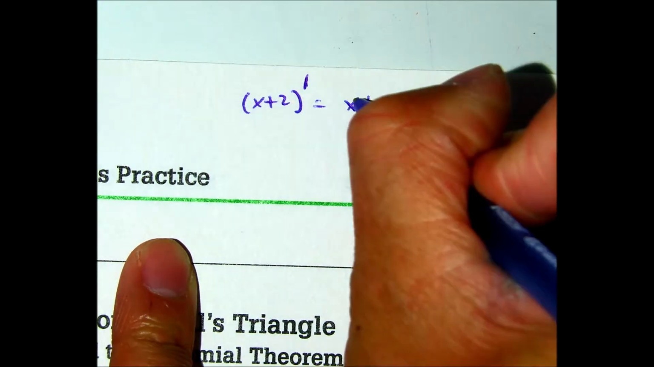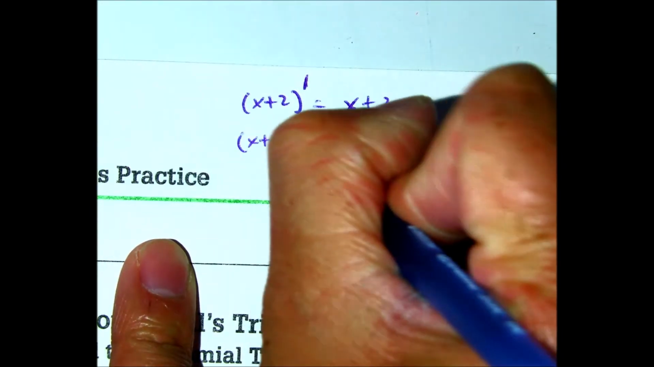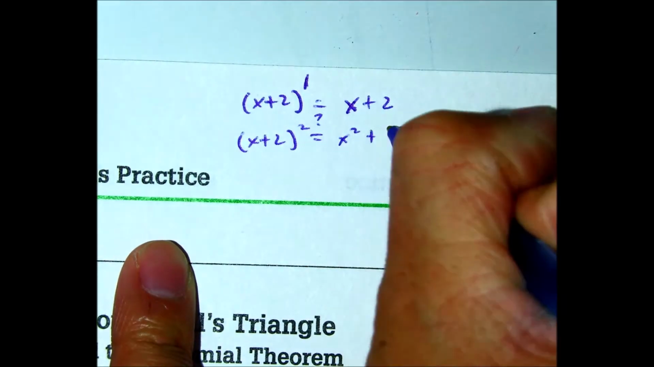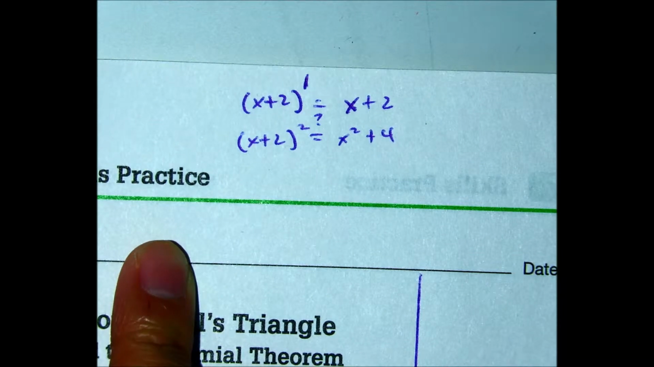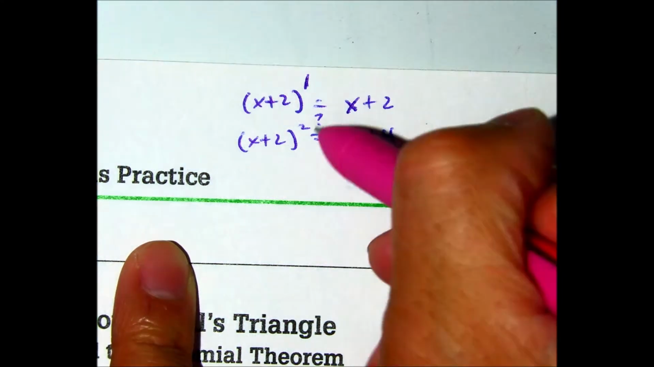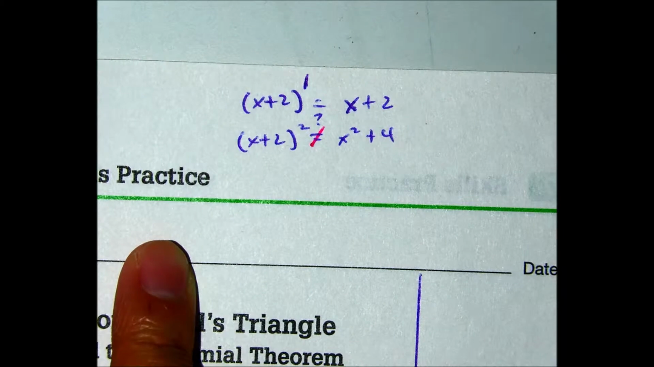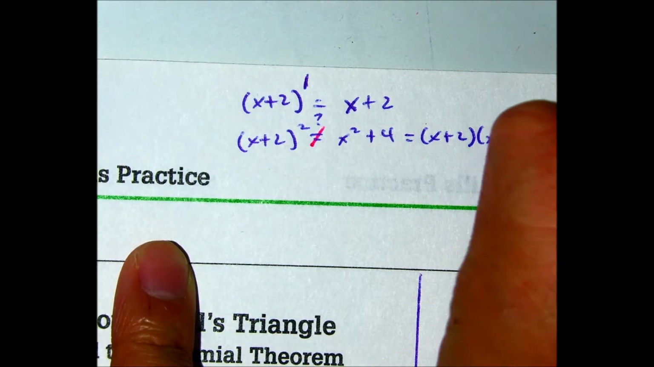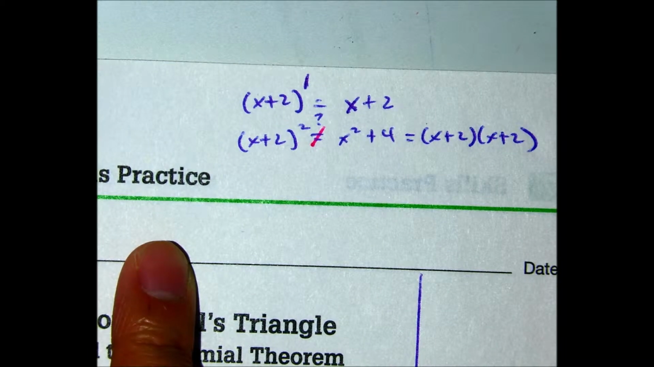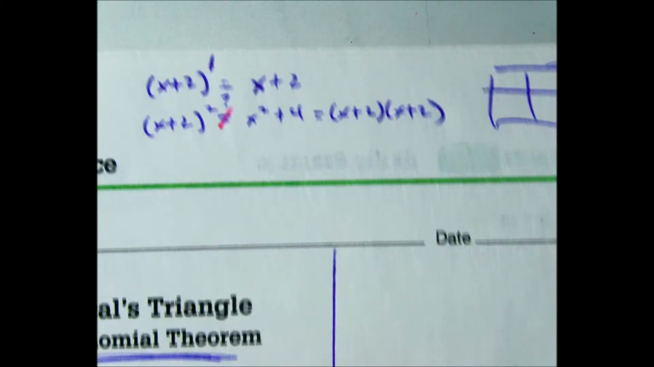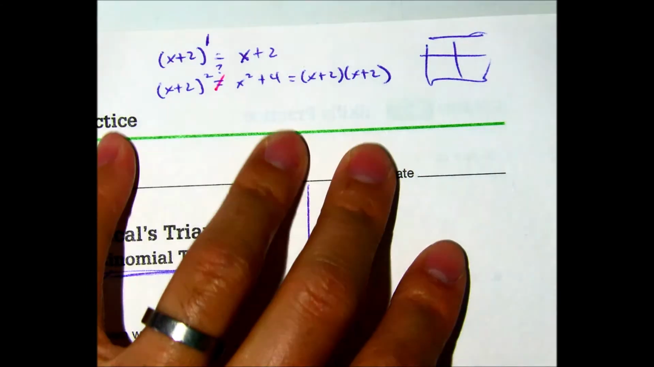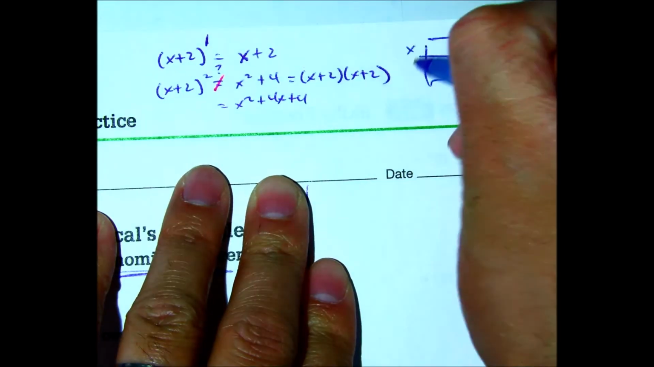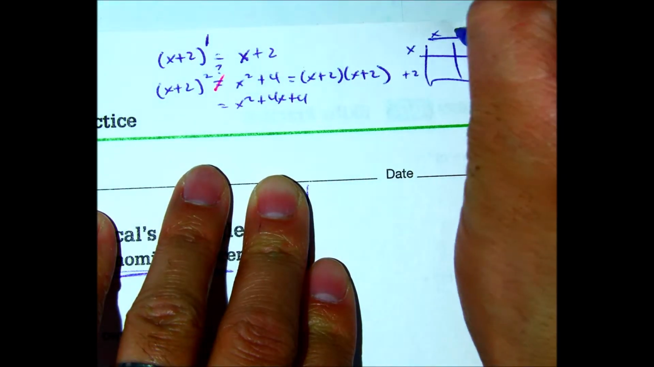Now, if I wrote x plus 2 squared, class, does that equal x squared plus 2 squared, which is 4? No, the answer is no. They're not equal because you would actually write this out twice. And if you write it out twice, then you would do the box. And then if you did the box, it would come out to be x squared plus 4x plus 4. Right? Do you want to see it? You trust me? Okay, trust me.